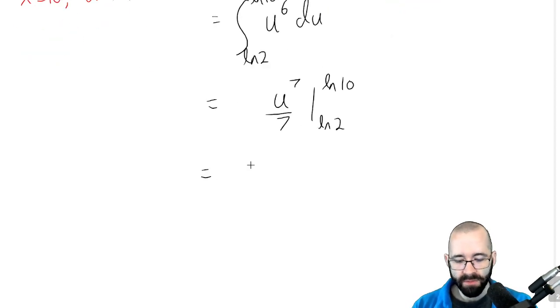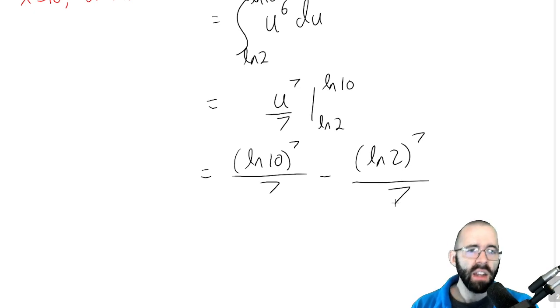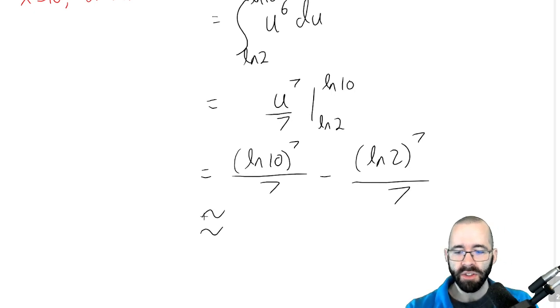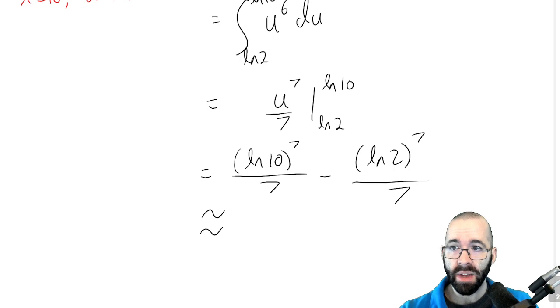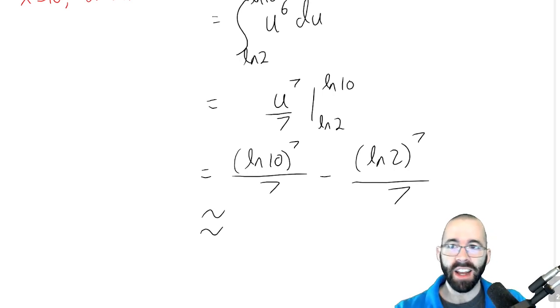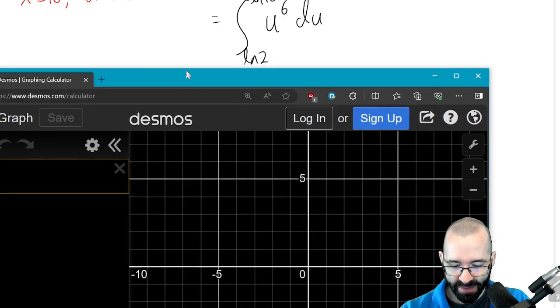And now we just plug in. We'll get natural log of 10, which is some number to the 7th power over 7, minus the natural log of 2, which is some other number to the 7th over 7. And you could simplify this a little bit, or you could just use a calculator. Okay. I actually don't have my calculator ready. I could just lie to you and just pretend I'm doing something else. But that's not really how this works.